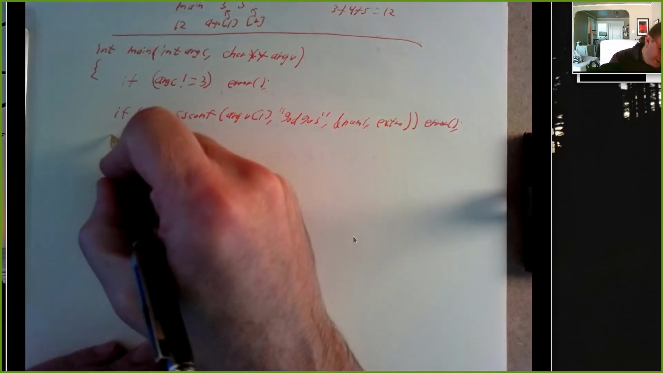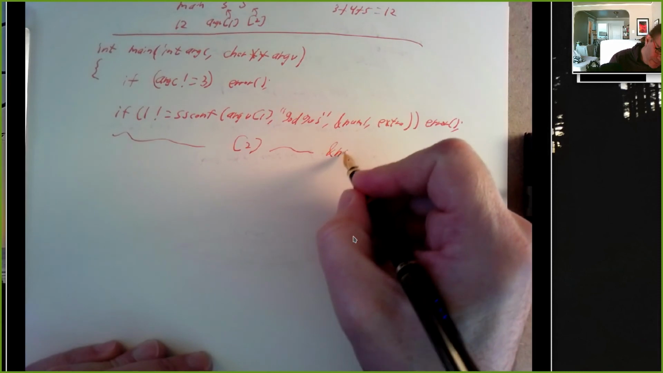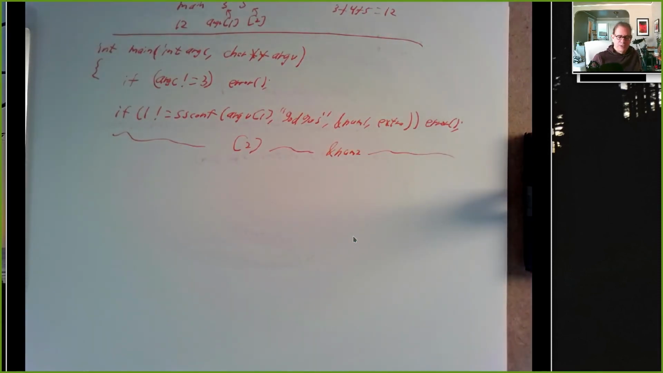All right, and then I'll repeat the same thing, except I'll parse argv bracket 2 and I'll save the result in num2.